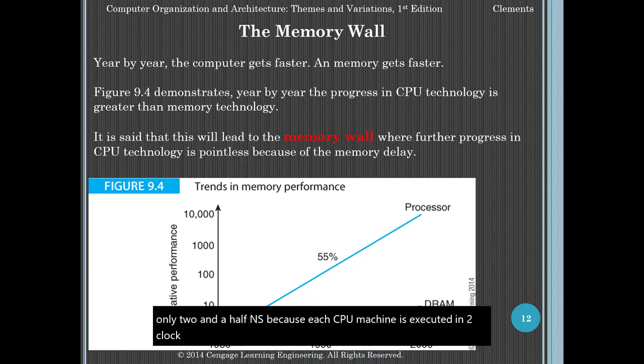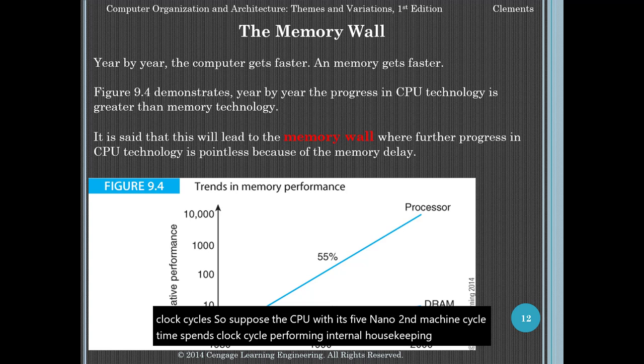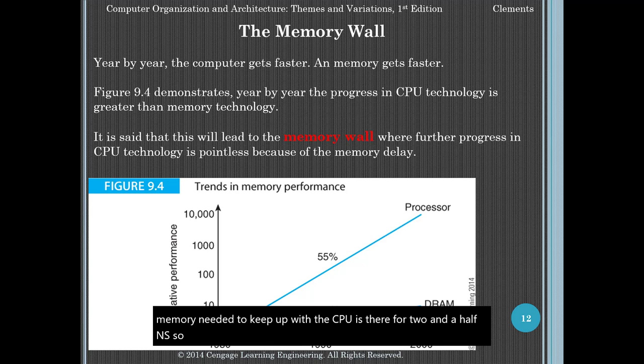So suppose the CPU with its 5 nanosecond machine cycle time spends a clock cycle performing internal housekeeping tasks. The processor then requires data in only 1 clock cycle, measured from the time in which the address is first available to the time in which data from the memory is latched. The access time of the memory needed to keep up with the CPU is therefore 2.5 nanoseconds. So consequently, there's a demand for memory with access times well below those of the stated machine cycle times of the processors that they serve.